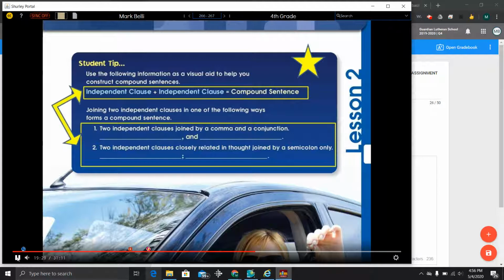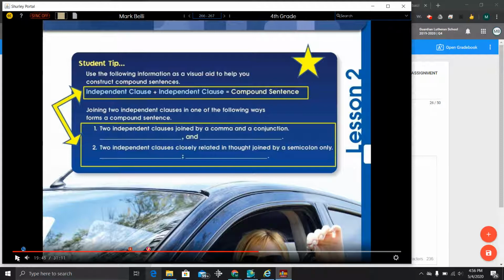You can also create a compound sentence if you have two independent clauses closely related in thought, joined by a semicolon. I have placed a gold star on this student tip because I would recommend creating a small poster with the information that you see in the highlighted boxes. This will help remind you of the two ways to construct compound sentences.